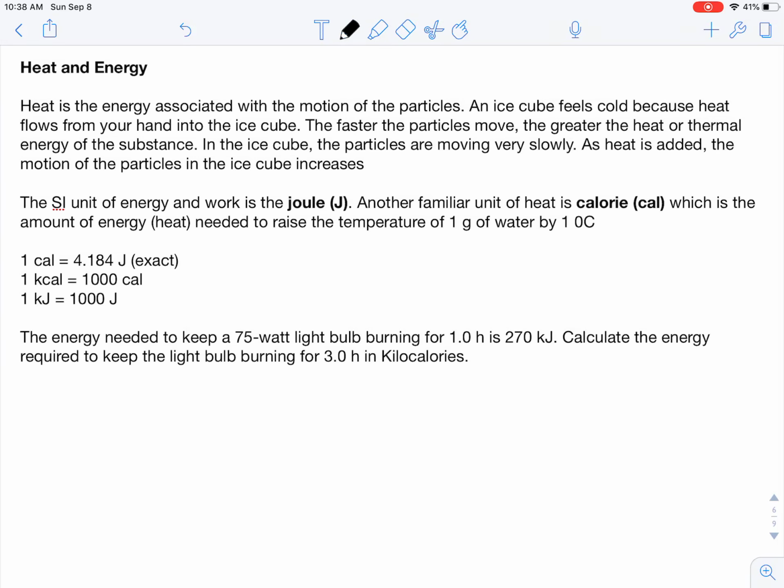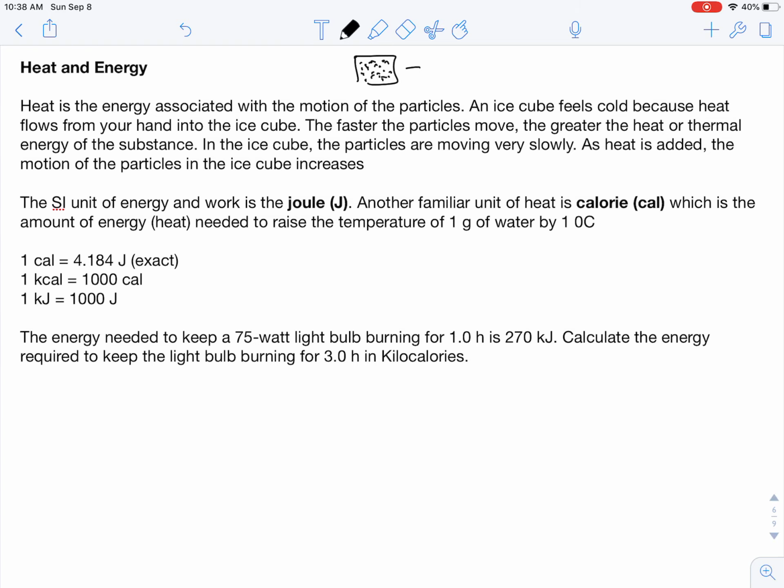Heat and energy. Heat is the energy associated with the motion of particles. An ice cube feels cold because heat flows from your hand into the ice cube. So remember that solids are very, very packed, tight particles, highly attracted towards one another.